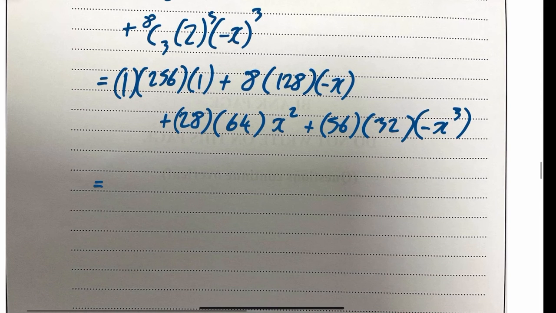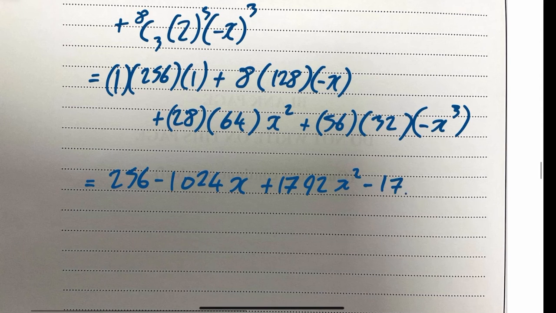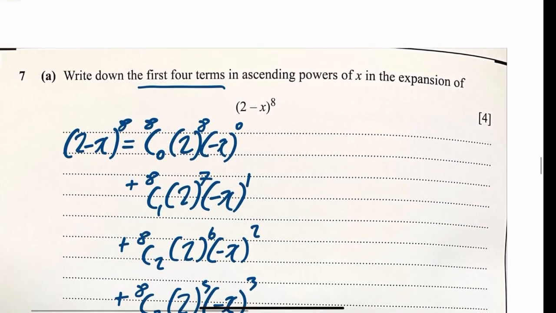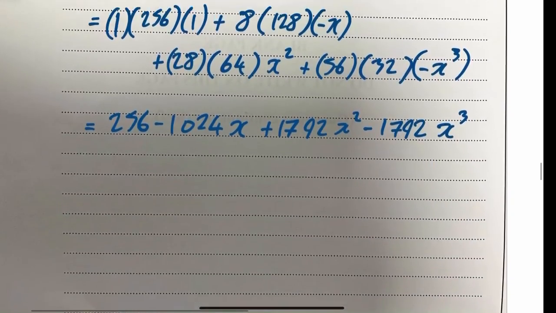1 times 256 times 1 is 256. Then 8 times 128 is 1024. And sorry, that should be minus, as it's minus that times x. The next one is 28 times 64, which is going to be 1792 x squared. And then we have 56 times 32, and that's going to be minus 1,792 x cubed. Okay, read the question. Is there anything else we need to do? Write down the first four terms in ascending powers of x. That's it. Done.